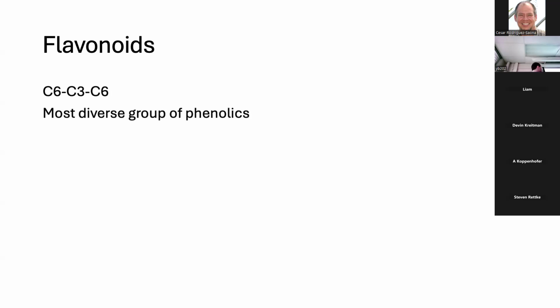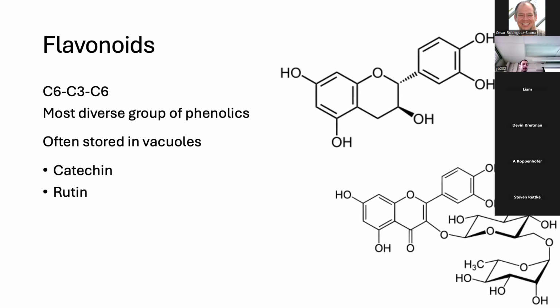This is debatably the most diverse group of phenolics that we have, and they're also often stored in vacuoles within the plant. They could include different compounds such as catechin and rutin. C6, C3, C6.